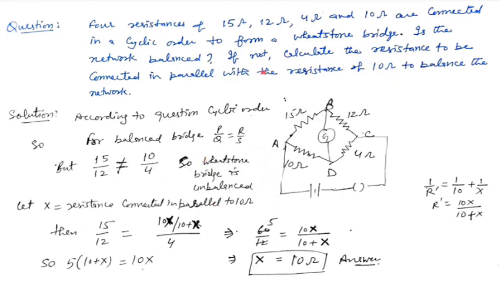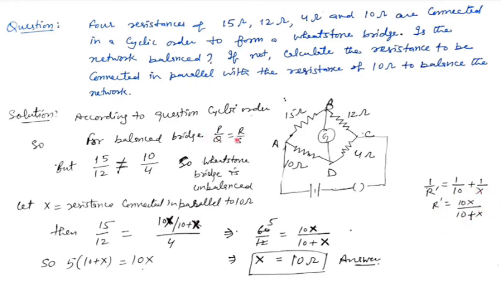Now they are asking, if it is not balanced, then calculate the resistance to be connected in parallel with the resistance of 10 ohm. Here this is the 10 ohm resistance. So what resistance should be connected in parallel to this 10 ohm? Let X be the resistance to be connected. Here this value I am calling P, this is Q, then this is R. So in place of R, I am calling R dash. So 1 upon R dash has to be equal to 1 upon 10 plus 1 upon X, and I can find the value of R dash.